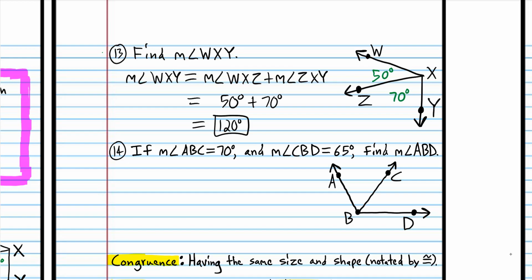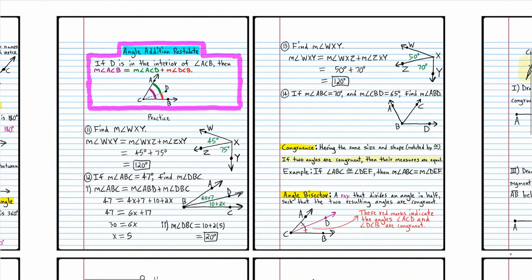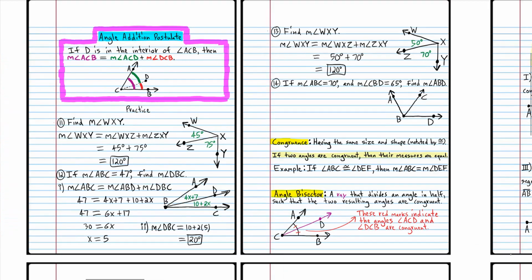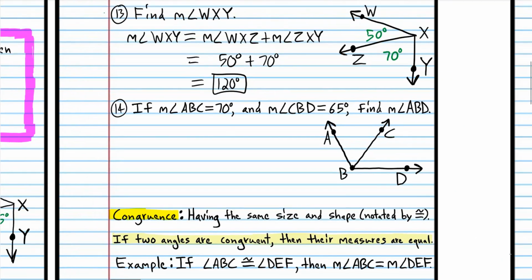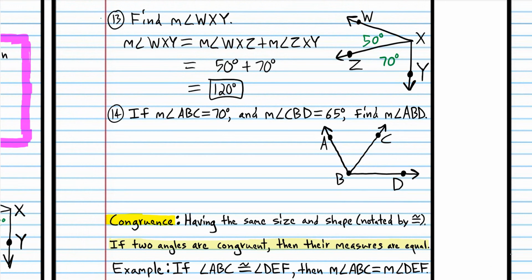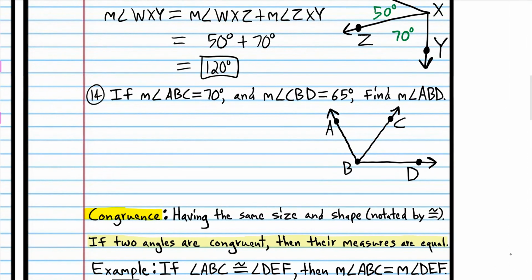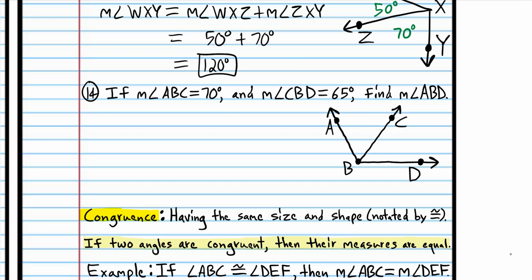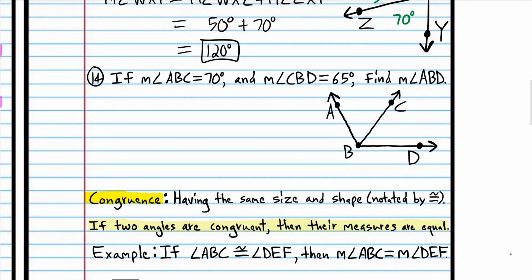So again, I know this seems kind of easy. That was actually the same angle measure we got down here. That's just a coincidence. This seems kind of easy, but again, we're starting out with the basics of geometry. So things are going to get more challenging as we go into the proof section, which is going to be pretty soon.